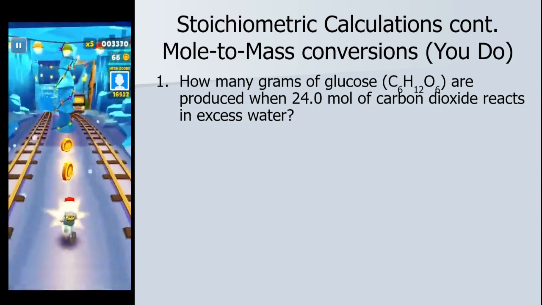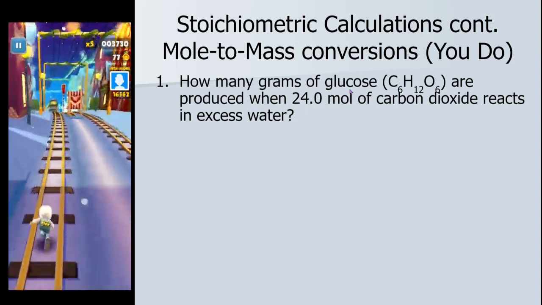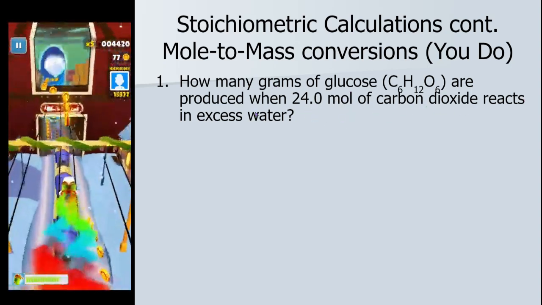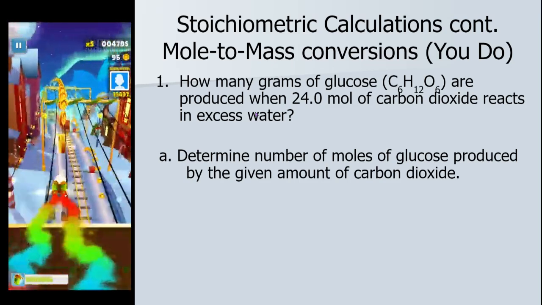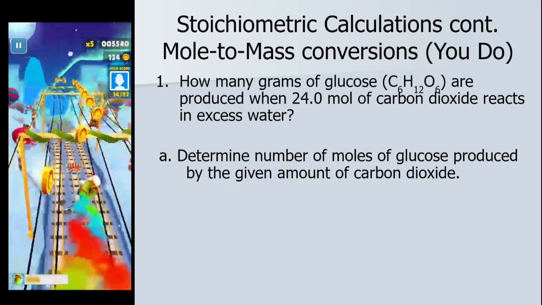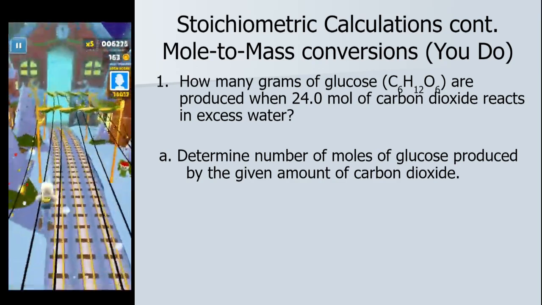In this question, you are asked to find the amount of grams of glucose that are produced when 24 moles of carbon dioxide reacts in excess water. The first part you will need to solve is to determine the number of moles of glucose produced by the given amount of carbon dioxide. Take a second to pause if you need.